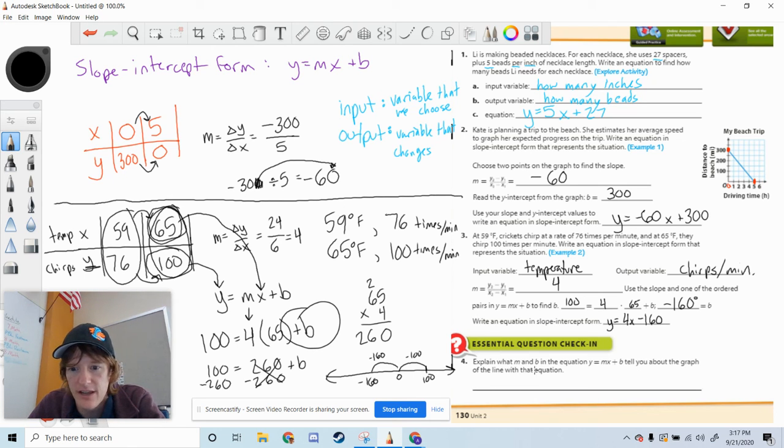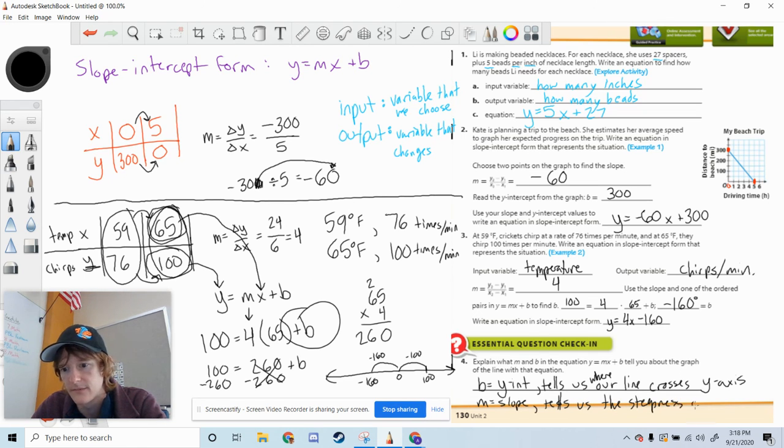Explain what m and b in the equation y equals mx plus b tell you about the graph of the line. So b is our y-intercept, and it tells us where our line crosses the y-axis. M, we know, represents slope, and tells us the steepness of our line.